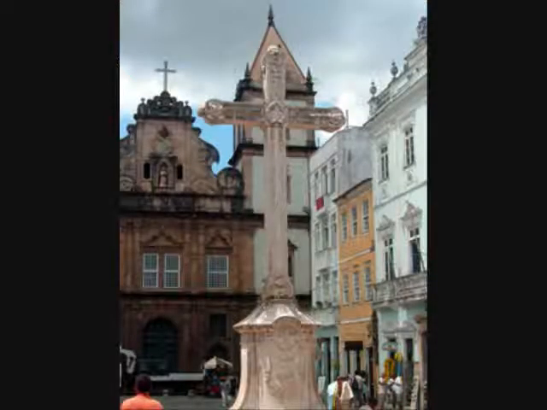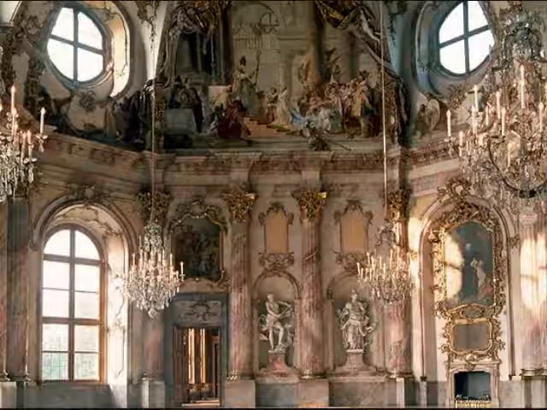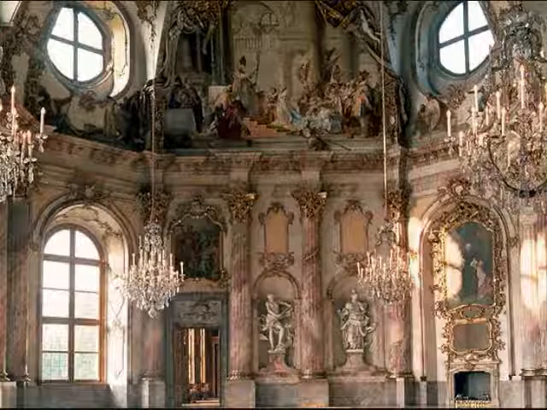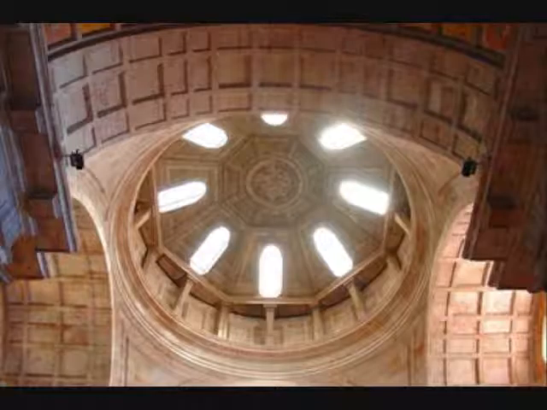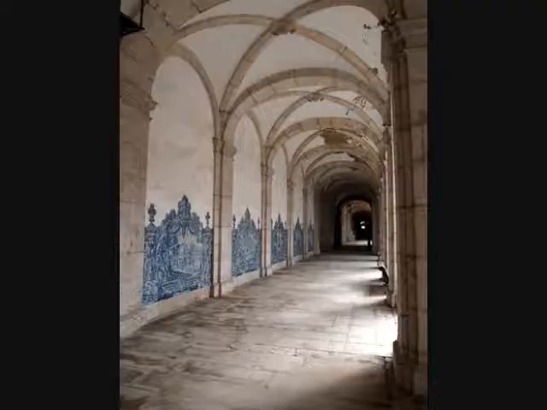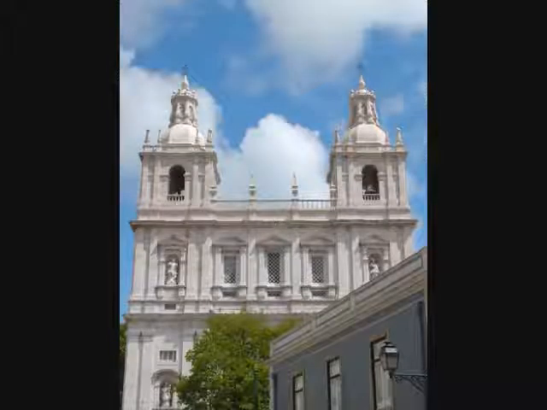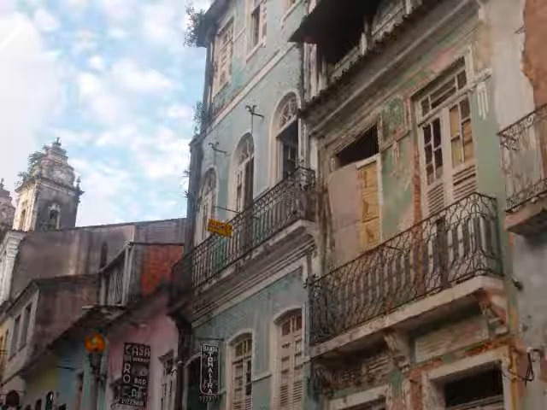Arruma as malas e diz que vai embora. Dali a pouco se arrepende e chora. Eita mulher chorona, chora feito uma sanfona. Chora de amor, chora de paixão, chora de saudade, chora de emoção. Chora quando quer, chora sem parar. Mulher chorona chega de chorar.